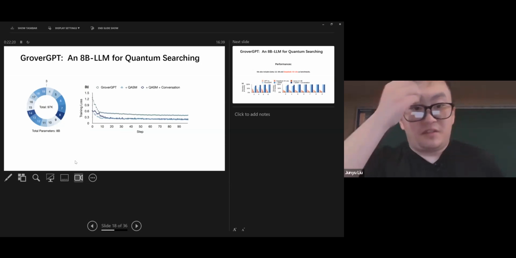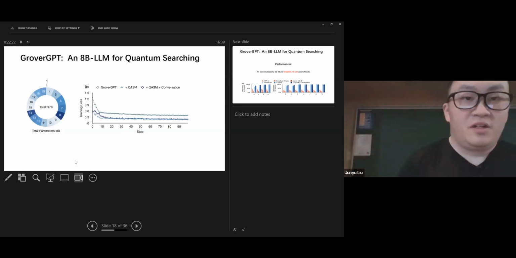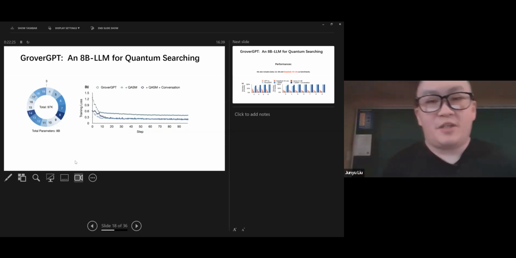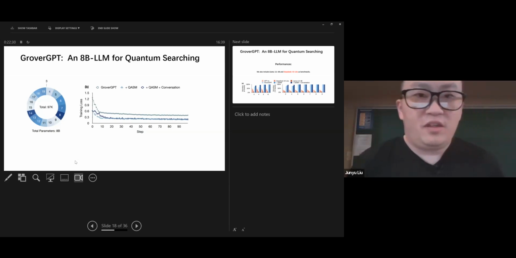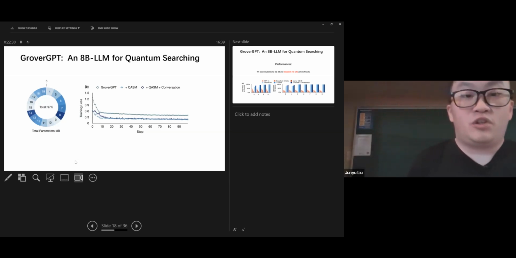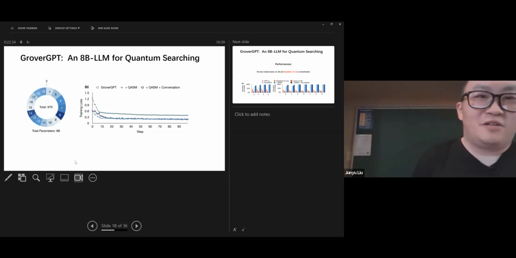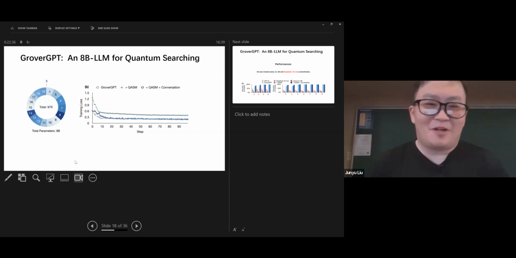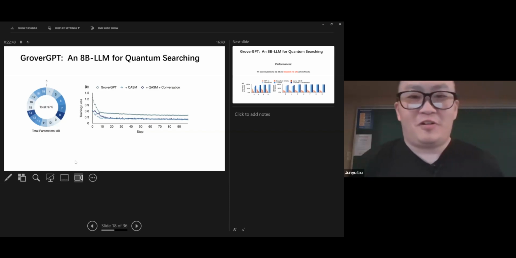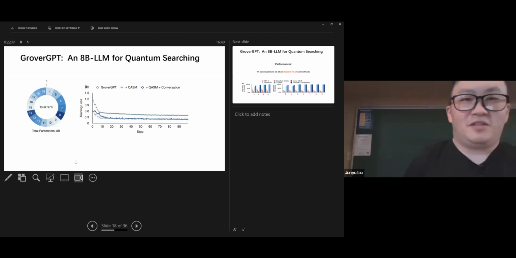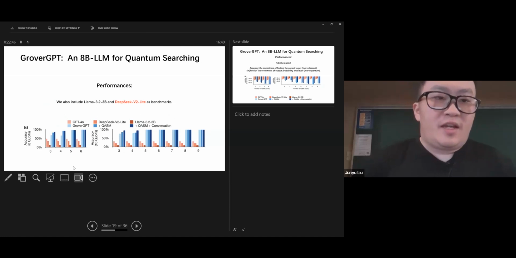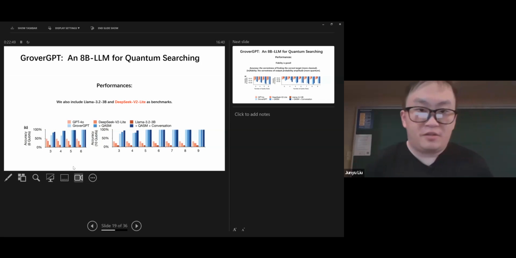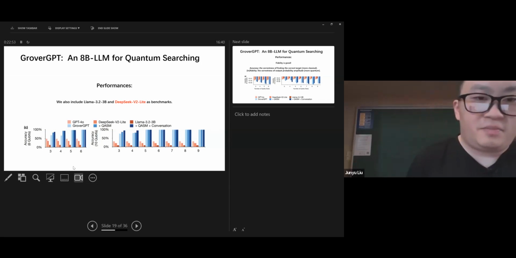This is a simple training curve where we take the Llama 3.1 open source model and train it. In our lab we don't have that many training resources, so we can only play with some minimal scale baby model. However, I believe this can serve as a prototype for larger scale experiments. We also include Llama 3.2 3B and DeepSeek V2 Lite as benchmarks.